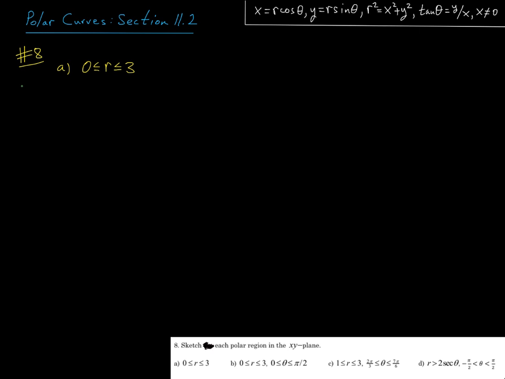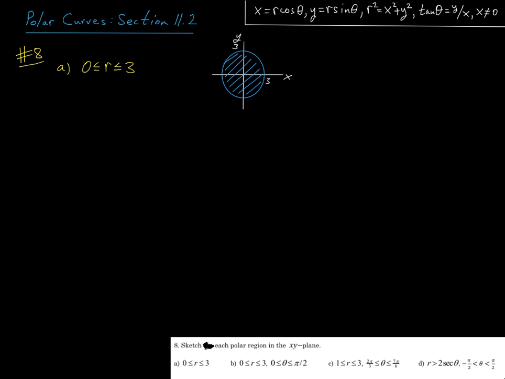Okay, next up is question 8. It says sketch each polar region in the xy plane. In part A, it says that r is greater than or equal to 0 and less than or equal to 3. And so this is describing the set of all points in the xy plane whose radial distance from the origin, okay, that's r, can be anything from 0 up to 3. Okay, so that's describing a disk, namely the disk of radius 3 centered at the origin.